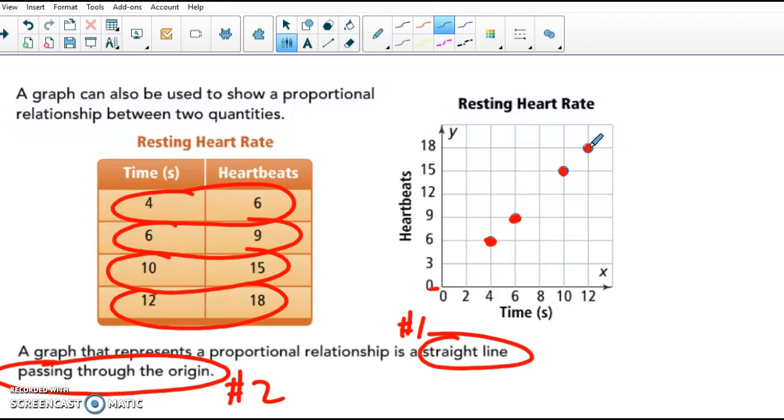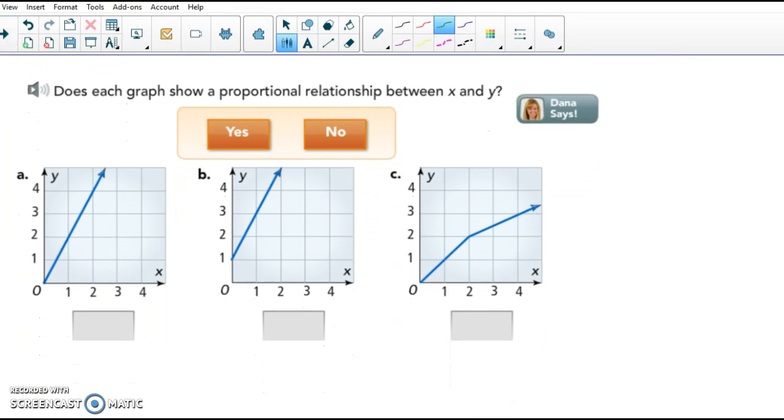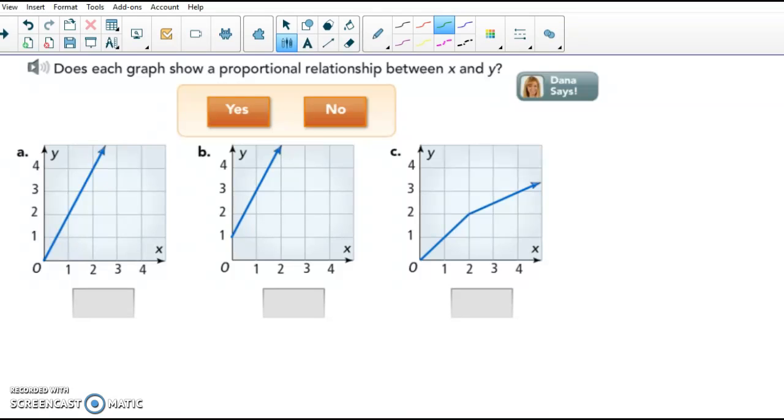Now, this is a proportional relationship, but not a continuous function. So I will just leave this graphed as dots, but it does show a straight line pattern that goes through the origin. And it would make sense that in 0 seconds we would have 0 heartbeats. So here are some examples of what that looks like for you as you are examining graphs.